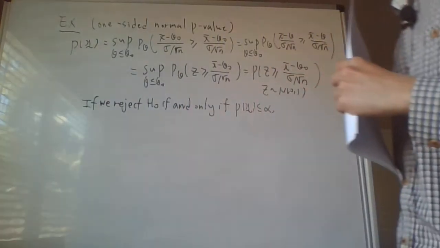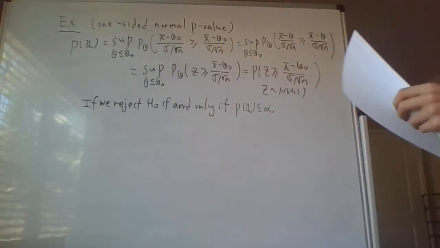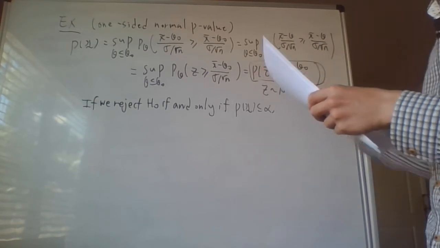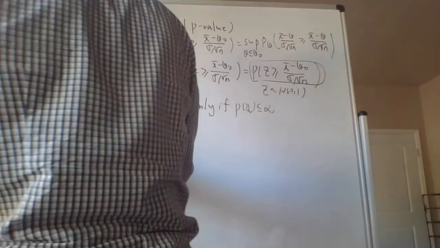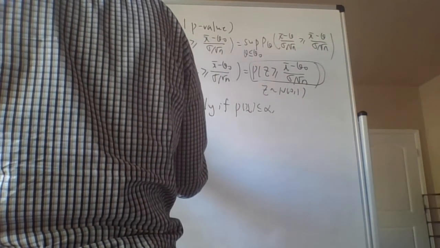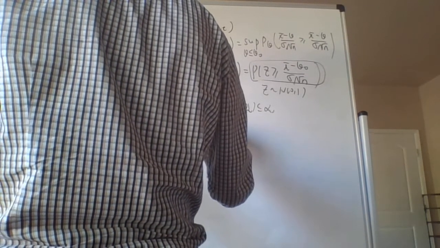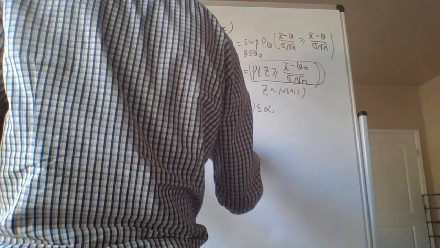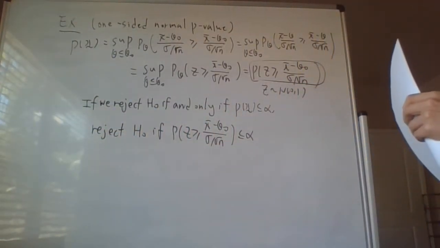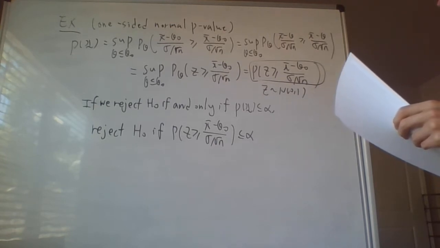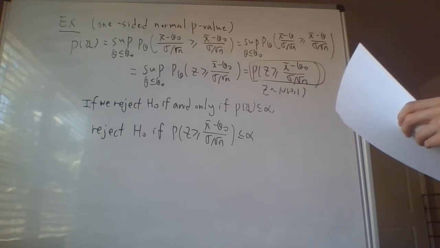If we reject H0 only if the p-value is less than or equal to alpha, then we reject when the probability that Z is greater or equal to little x bar minus theta 0 divided by sigma divided by square root n is less than or equal to alpha. So we get the p-value and construct a test that rejects if this p-value is less than or equal to alpha.